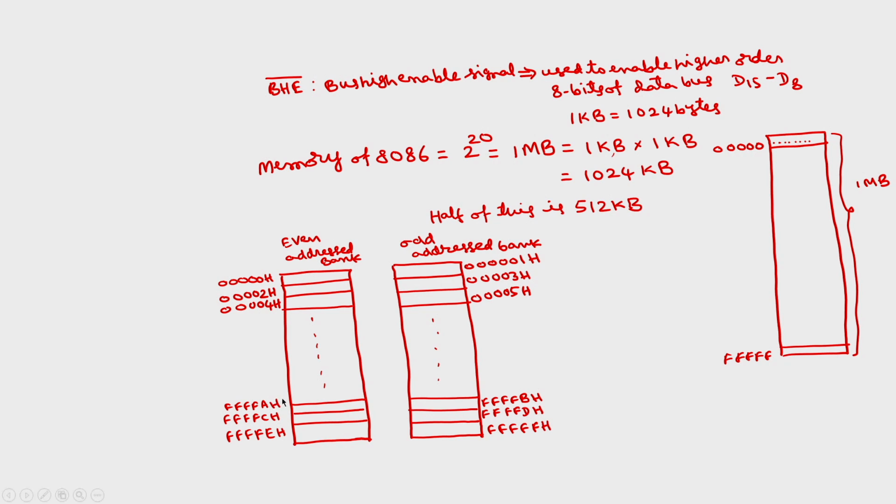So, this bank will contain only the contents of the even addressed locations. This will contain the odd addressed locations. So, what is the capacity of this? This is 512 kilobytes, and here also this is another 512 kilobytes.